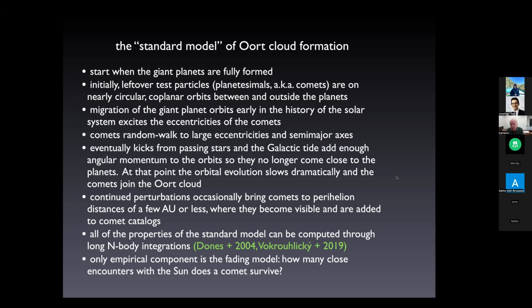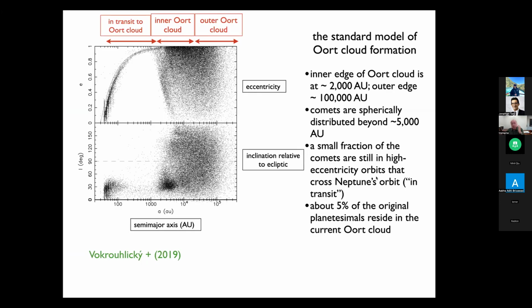The nice thing about this model is that it can be computed through large N-body calculations. All you have to do is start with the giant planets, some passing stars from the solar neighborhood, and a selection of test particles, and follow them for 5 billion years to see what happens. The only empirical component is the fading model. When you do this, the results look like this.